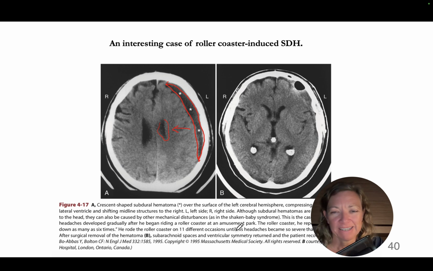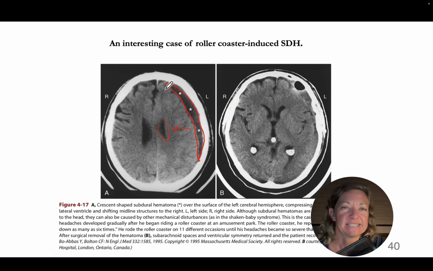And the story behind this, just to show you that it doesn't necessarily need to be a really traumatic head injury, is a 66-year-old man whose headaches developed gradually after he rode this roller coaster. And he rode it 11 times until his headaches became so severe he was unable to continue. So I'm not sure whether he was on a dare or trying to keep up with a grandchild or whatever, but I just think it's an interesting backstory.